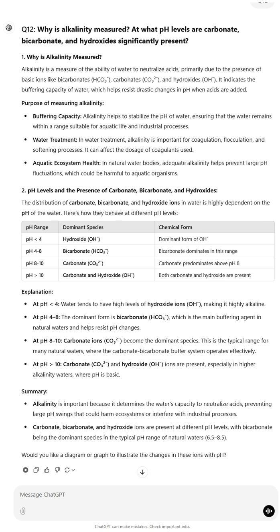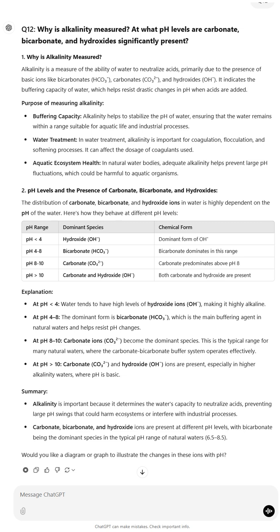Purpose of measuring alkalinity: buffering capacity. Alkalinity ensures that the water remains within a range suitable for aquatic life and industrial processes. Water treatment: in water treatment, alkalinity is important for coagulation, flocculation, and softening processes. It can affect the dosage of coagulants used. Aquatic ecosystem health: in natural water bodies, adequate alkalinity helps prevent large pH fluctuations, which could be harmful to aquatic organisms.